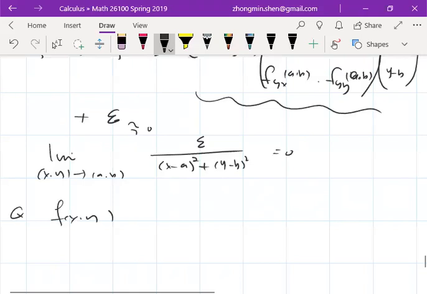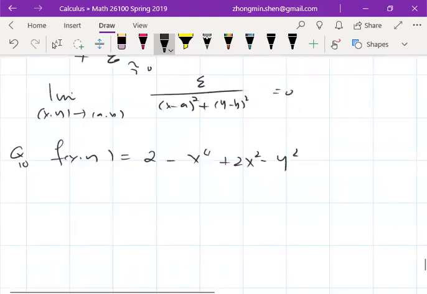Yeah, I'm going to do 11. Do number 10. Okay. f(x, y) is going to be 2 minus x to the 4th plus 2x squared minus y squared. All right. So this is not a quadratic function. It's not a linear function. It's not a quadratic function. So it's hard to draw the graph.